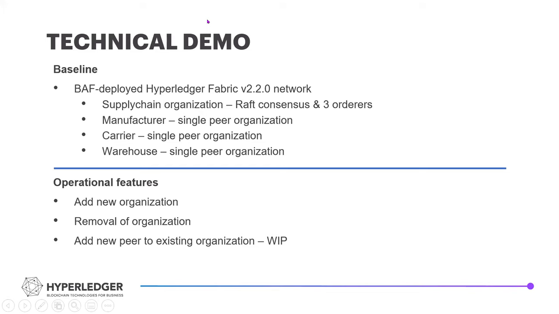For the features of adding and removal, as well as the last feature, we are not going to do a live demo because, as I said, Fabric 2.2 is still work in progress. We have a feature branch on which we are still working. We're going to talk about the last part, adding a new peer, but for addition and removal, we'll do a pre-recorded demo. What we're going to show there is how the whole process has been automated by BAF. With that, I'll move to the first part, which is adding a new organization. I'll hand over to Avnard, who will take you through the details of that step.